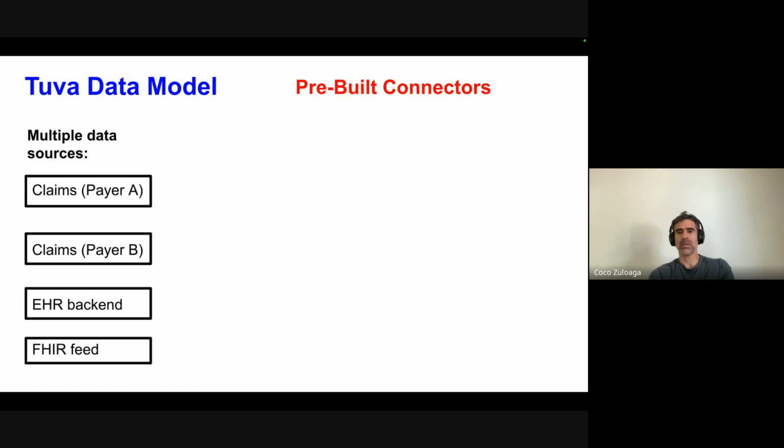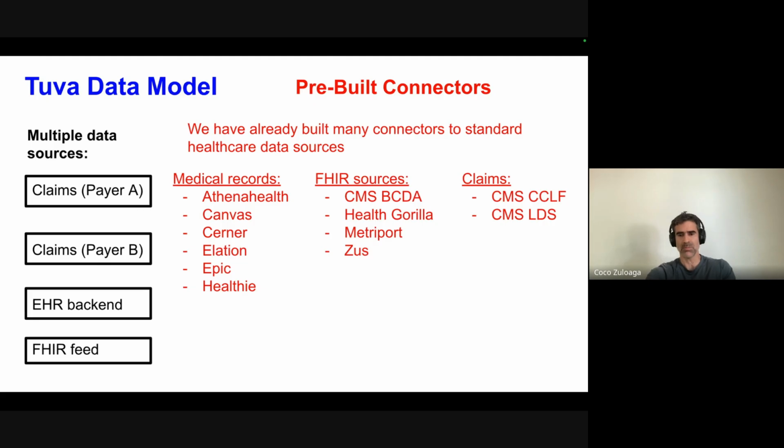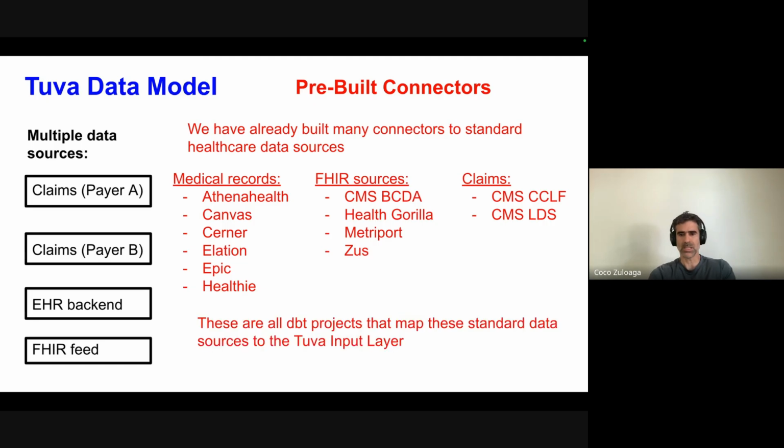So there's pre-built connectors. We've been building out a bunch of connectors for standard healthcare data sources that are common to many organizations. We've built connectors to very commonly used medical record systems. We've built connectors to commonly available FHIR sources. We've built connectors to some standard claims data sources. These are all DBT projects that map these particular data sources to the Tuva input layer. And if you have data from one of these sources, you could use one of these connectors and just map the data straight into the input layer.